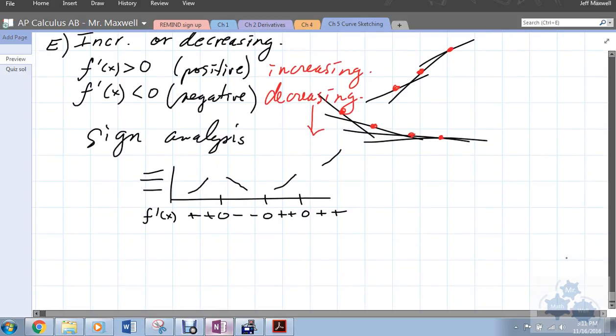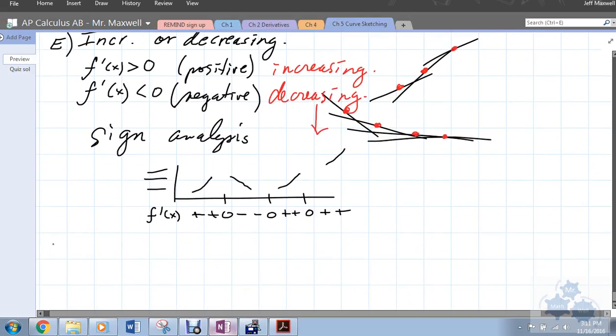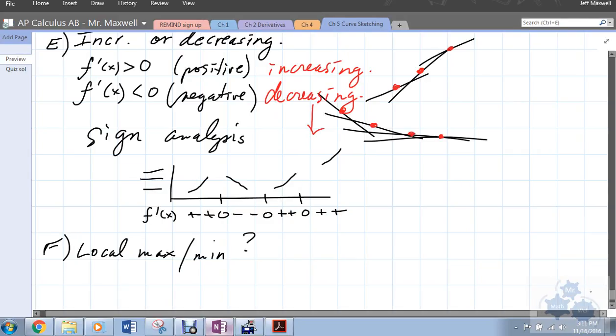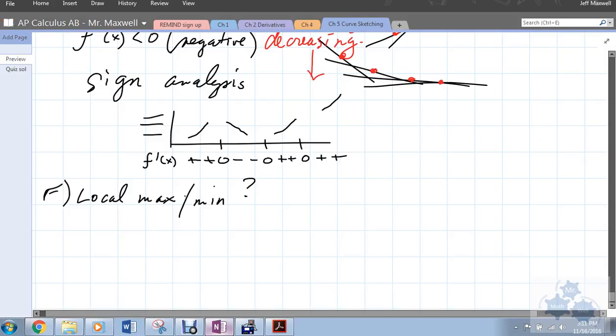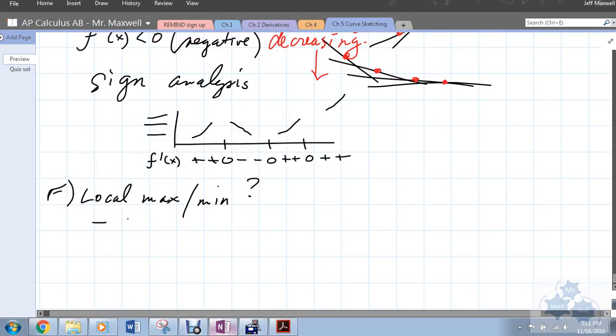Next one, and we're going to H. So E, F, G, H. So F, in the most recent stuff that we've done: find out where your local max and minimums are. And you have options there, right? Find your f prime, the first derivative, and then you do sign analysis if you want. You've already done sign analysis for increase and decrease, so if you've already done that, you can just look at that sign analysis.